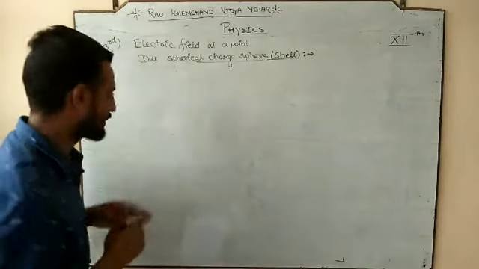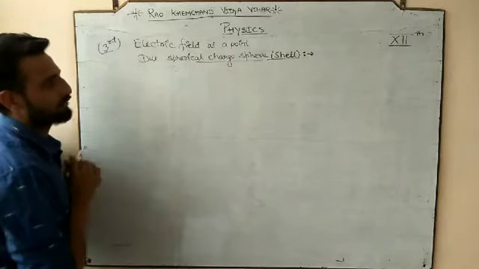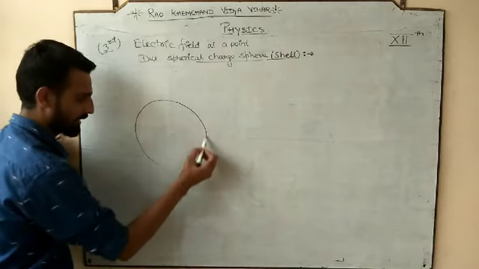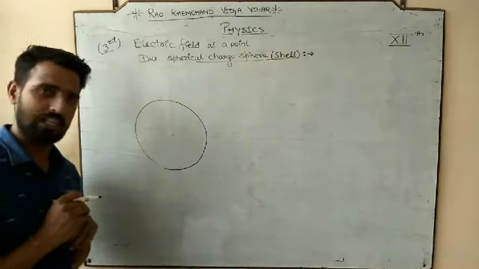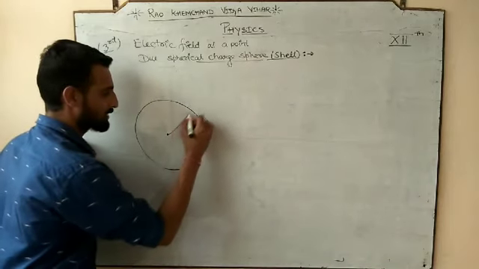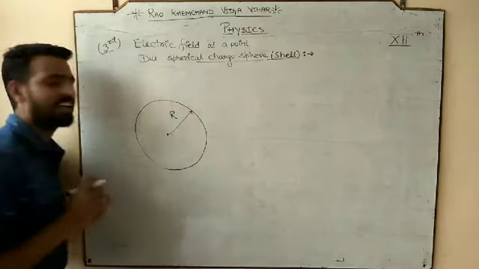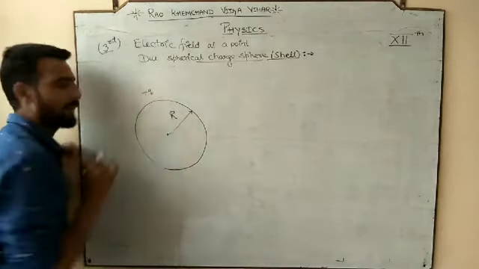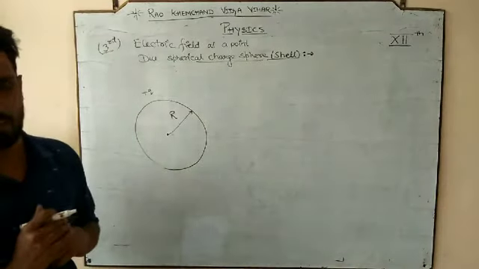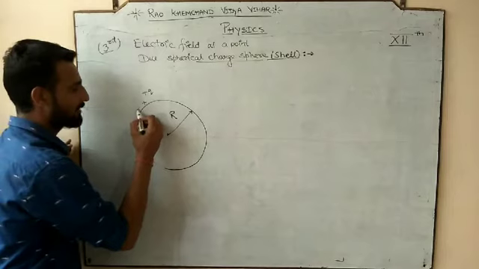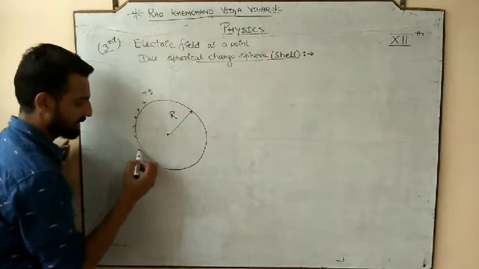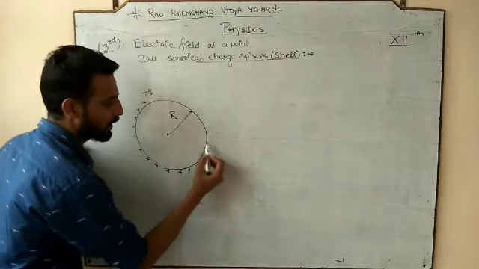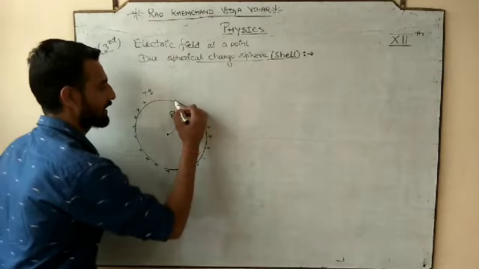Everyone please look here. Since we have to study the spherical charge shell, let us consider a spherical shell of radius capital R, and plus Q amount of charge is given to that spherical shell. We all know that whenever charge is given to any body, that charge is distributed uniformly all over its surface.